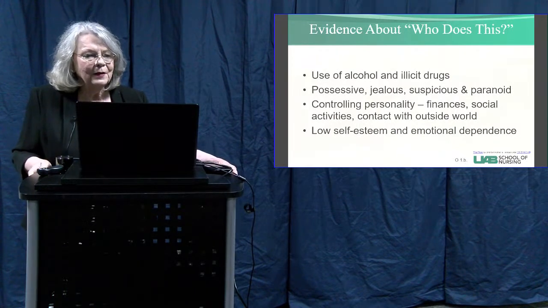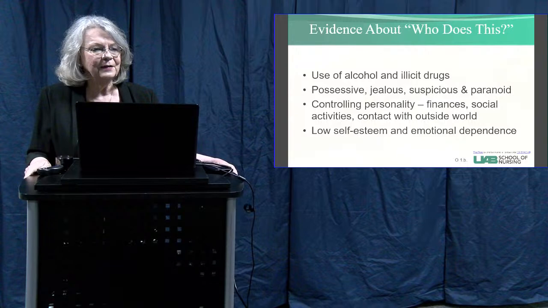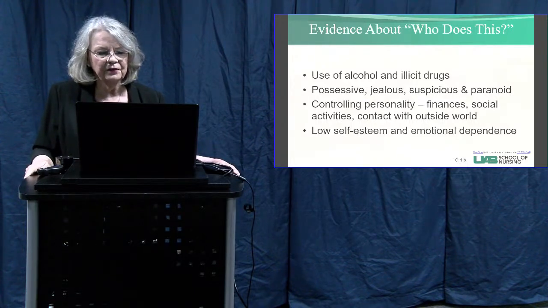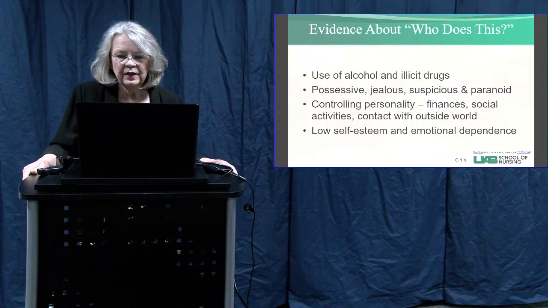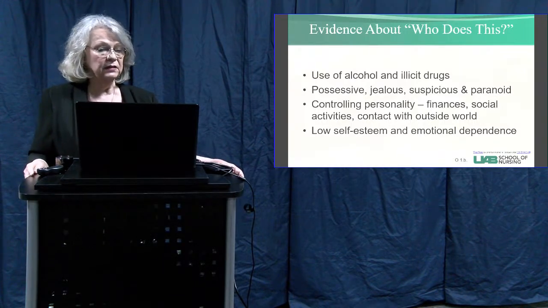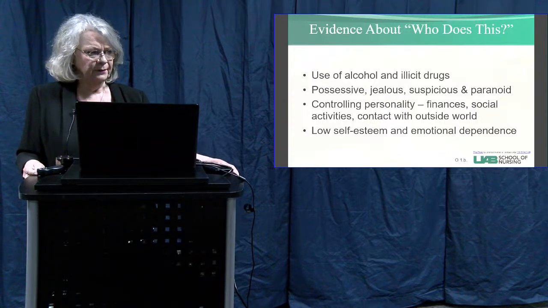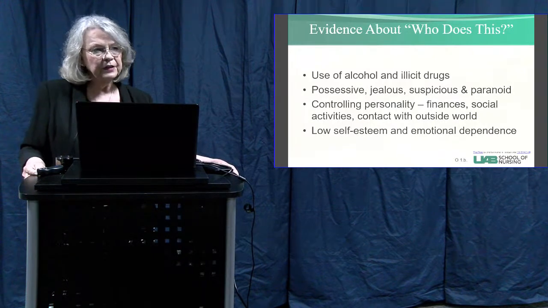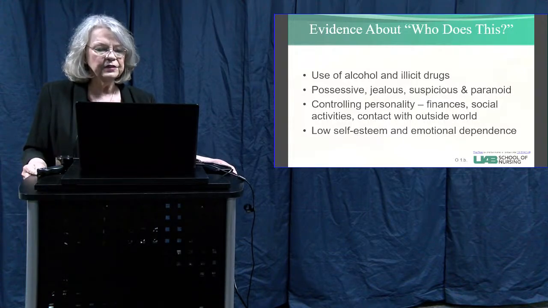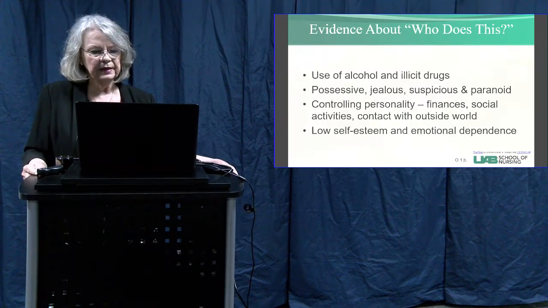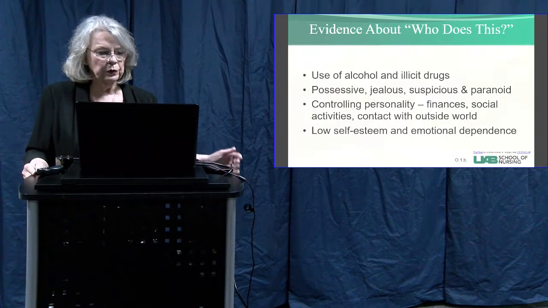So, if it's preventable, then my question to you is, how do you intervene? So who does this? Abusers tend to, in the literature, have a higher consumption of alcohol and illicit drugs. An assessment should include questions that explore drinking habits and violence. They're possessive, jealous, suspicious and paranoid, so they may demand to stay with their partner. They may be controlling in all kinds of everyday activity, finances, but they suffer very low self-esteem, and they have an emotional dependence that tends to occur as a symptom in both partners, but more so in the abuser.